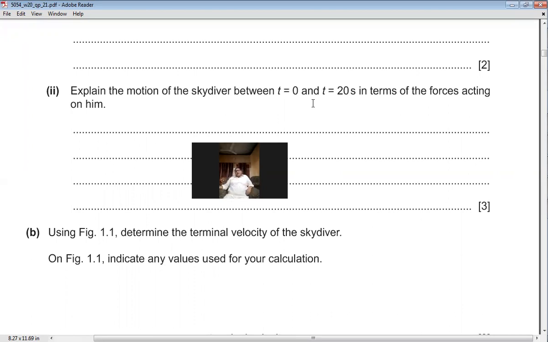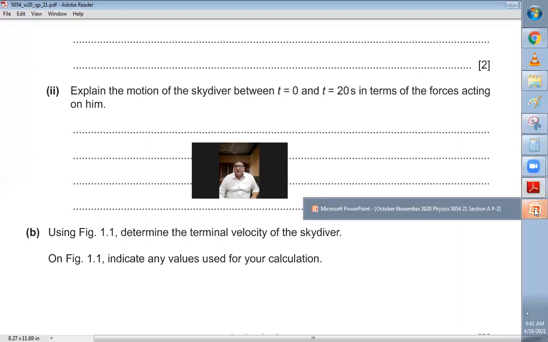So at 20 seconds, what happened? He has got so much speed that the air resistance he's experiencing becomes equal to his weight. When the air resistance becomes equal to the weight, the resultant force becomes 0, and then the body will start moving with the terminal velocity. The acceleration will become 0. The body will move with a constant velocity. We call that terminal velocity.